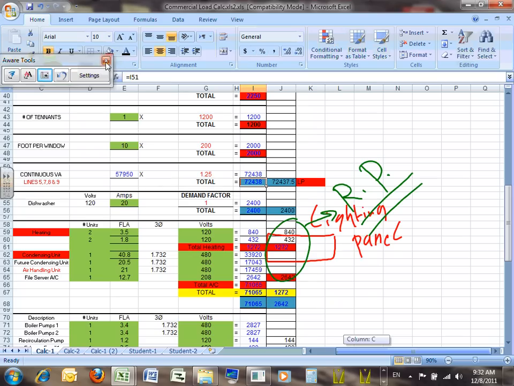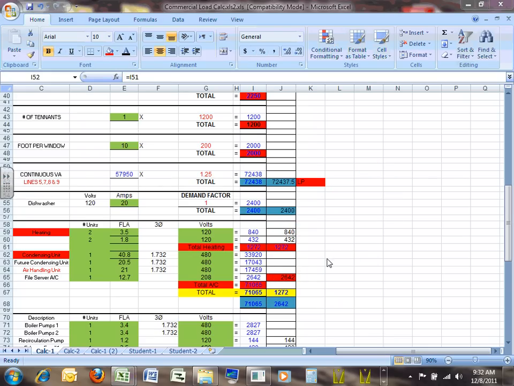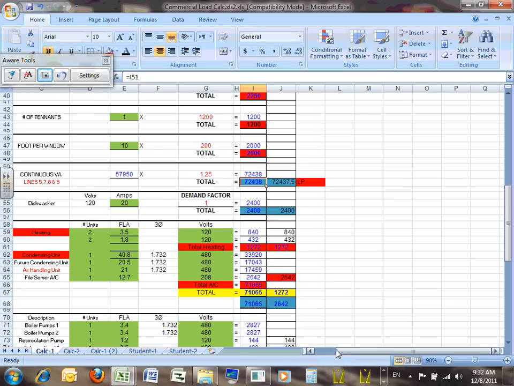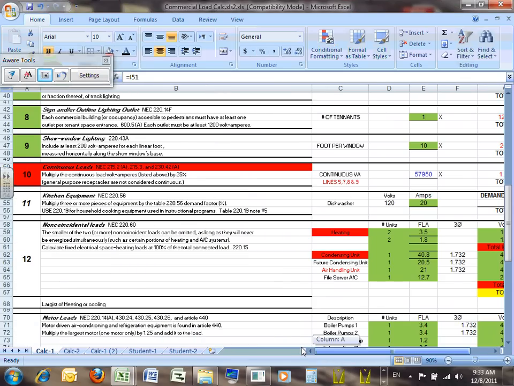Okay, let me go close that one so we can get rid of that mess. Any question, guys, up to this point? Any question about the receptacle panel and the lighting panel, receptacle loads and lighting loads? Any question? When you deal with a commercial building, you're dealing with three major types of loads. Receptacles, done. Lighting, done. What's the next one? Equipment. Take 5 minutes and we'll jump into equipment.